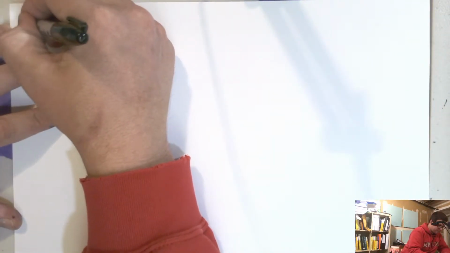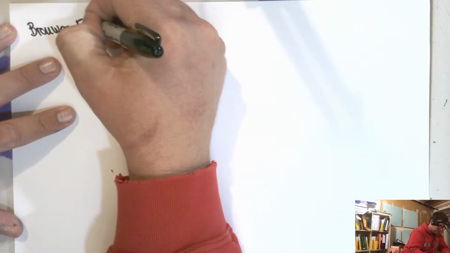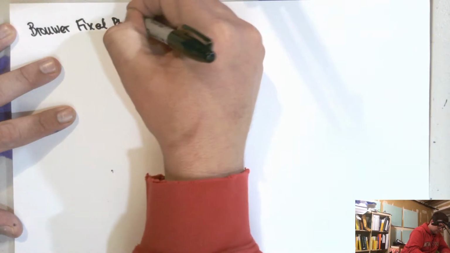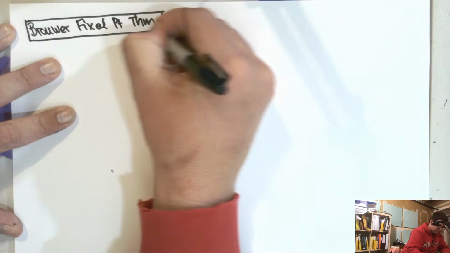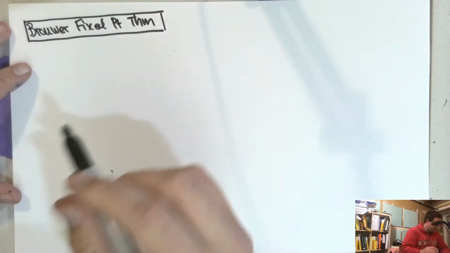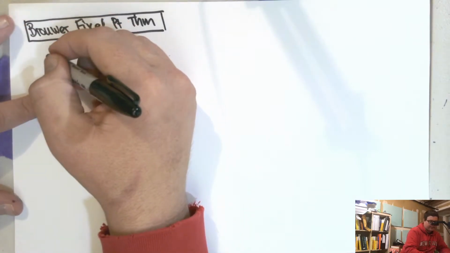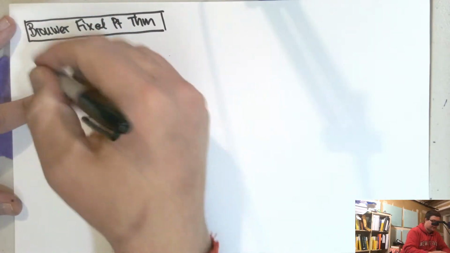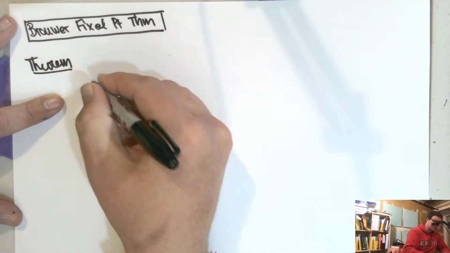Okay, so let's give a proof of the Brouwer fixed point theorem. Okay, so this is a good one. This says that any continuous map from the ball to itself has a fixed point. So, theorem: this is the Brouwer fixed point theorem.